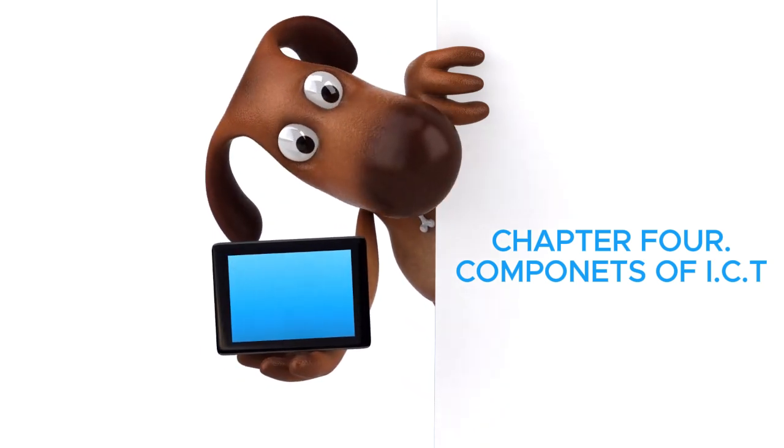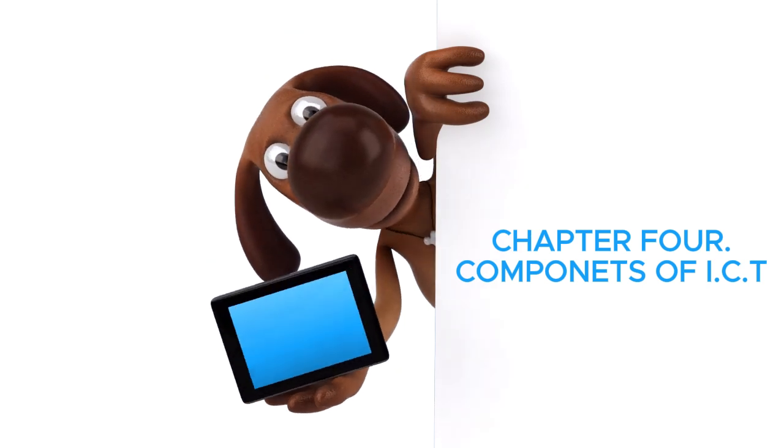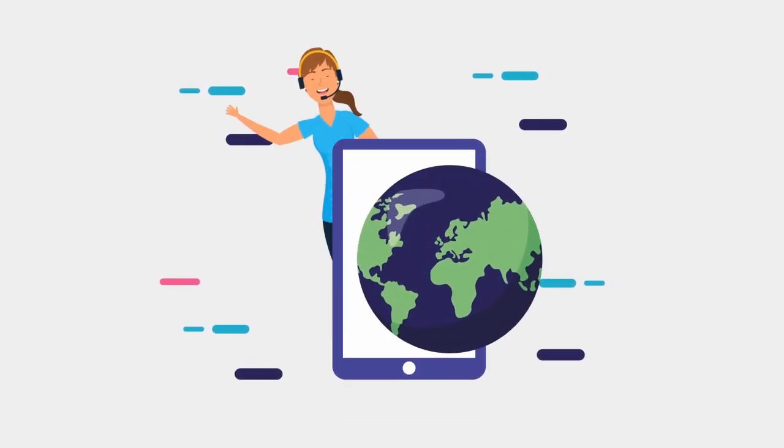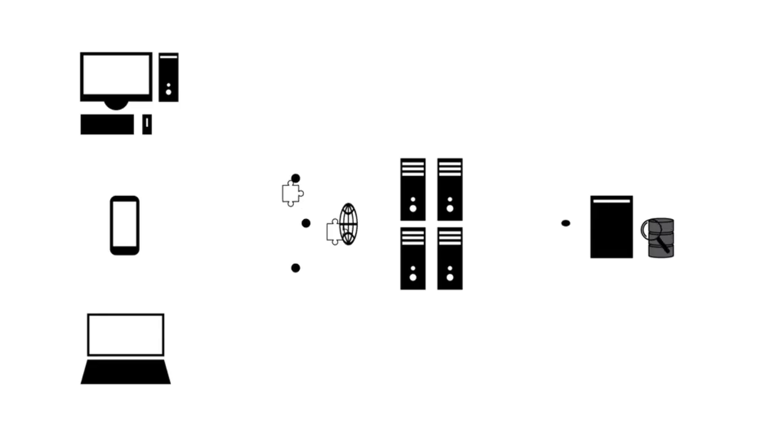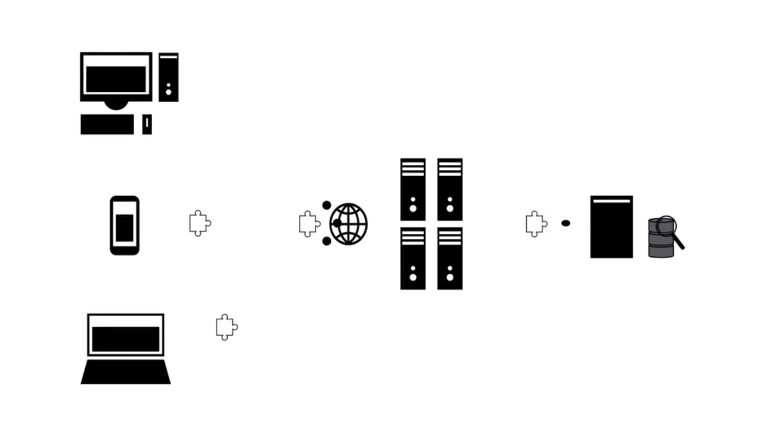In this video, we're diving into Chapter 4, Components of ICT. ICT, Information and Communication Technology, isn't just about computers. It's a powerful system comprising many parts that work together to collect, process, store, transmit, and display information.